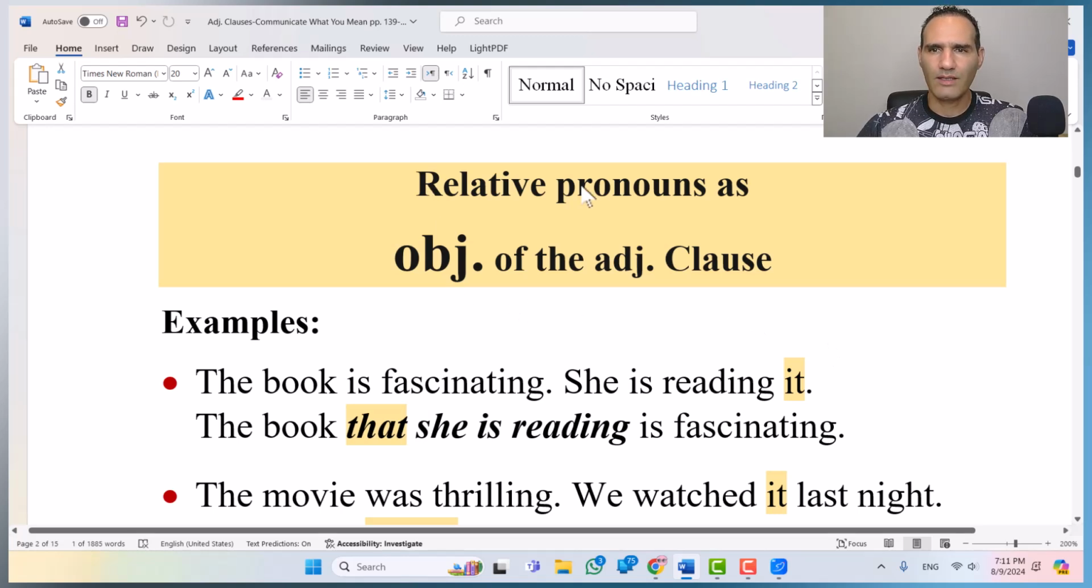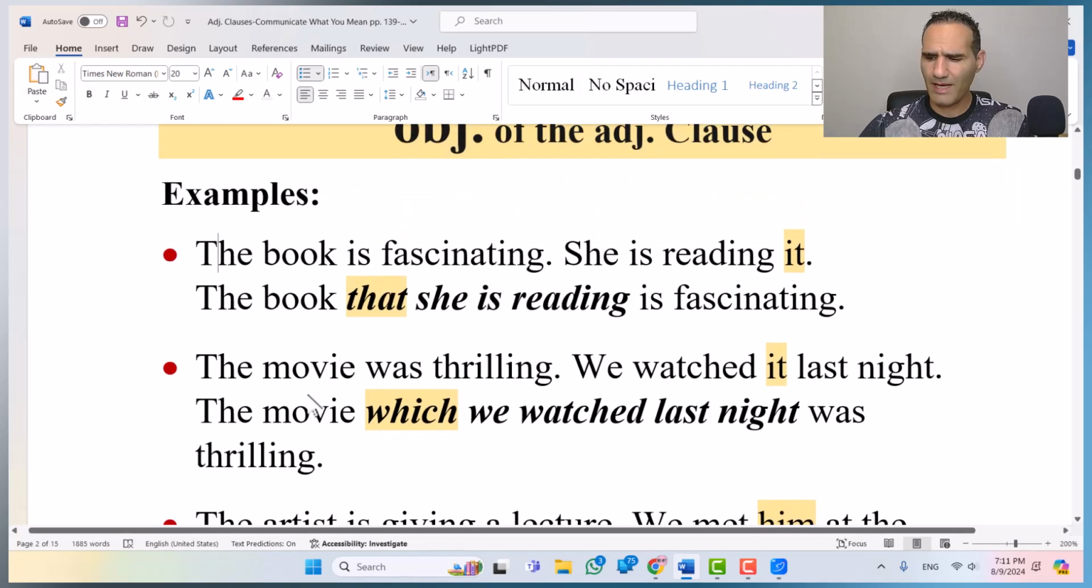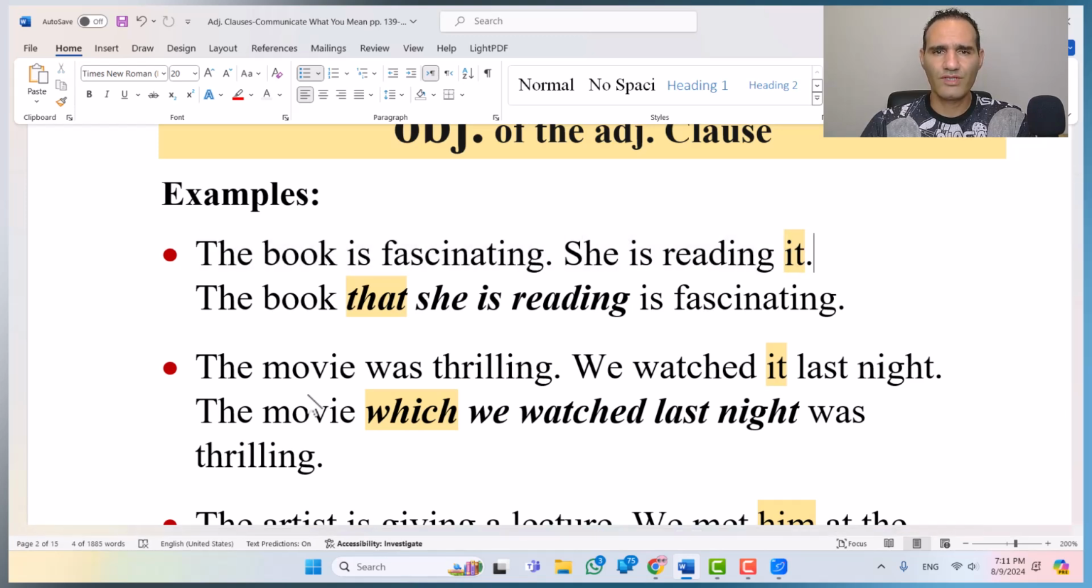So let's start. Relative pronouns as object of the adjective clause. Some examples to warm up our mind. The book is fascinating. She's reading it. So two simple sentences. We want to integrate them together to make an adjective clause in the middle. The book that she's reading is fascinating. That she's reading, adjective clause describing the book. But this that is our relative pronoun as an object. Why? Because it has come instead of this object word here. That's why we call it a relative pronoun as object of the adjective clause.